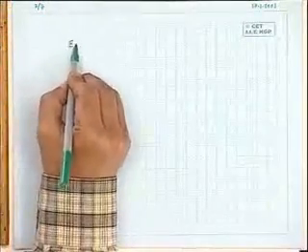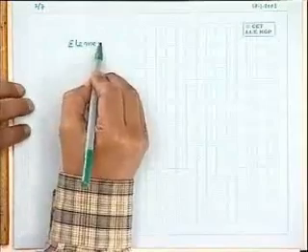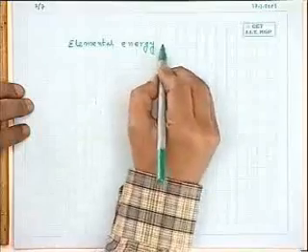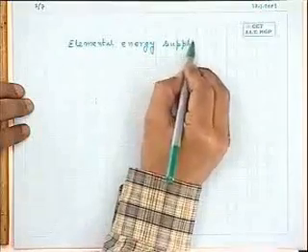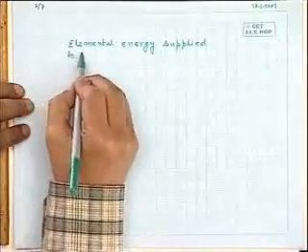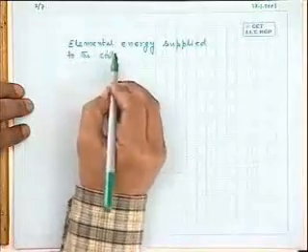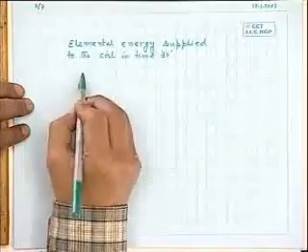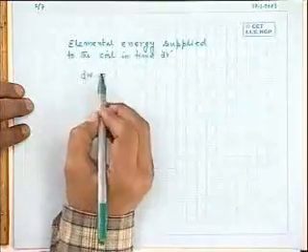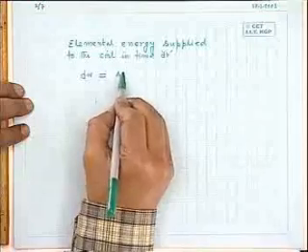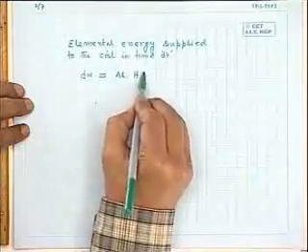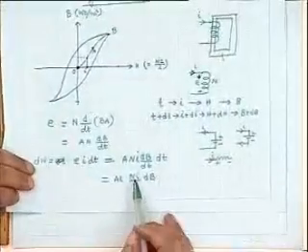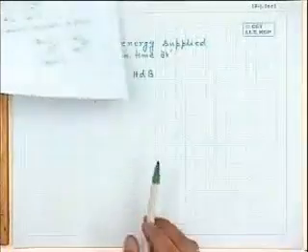So we write the elemental energy supplied to the coil in time dt. Suppose it is some dW, and I write this as equal to nothing but A L into H into dV, because for Ni by L I can write H.